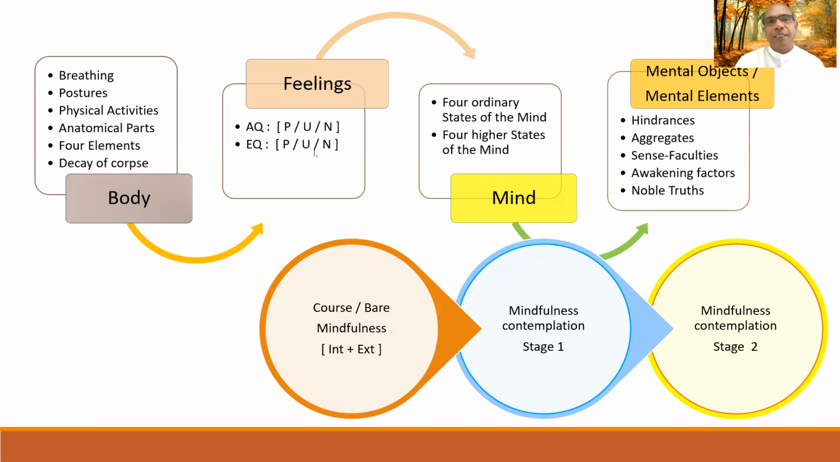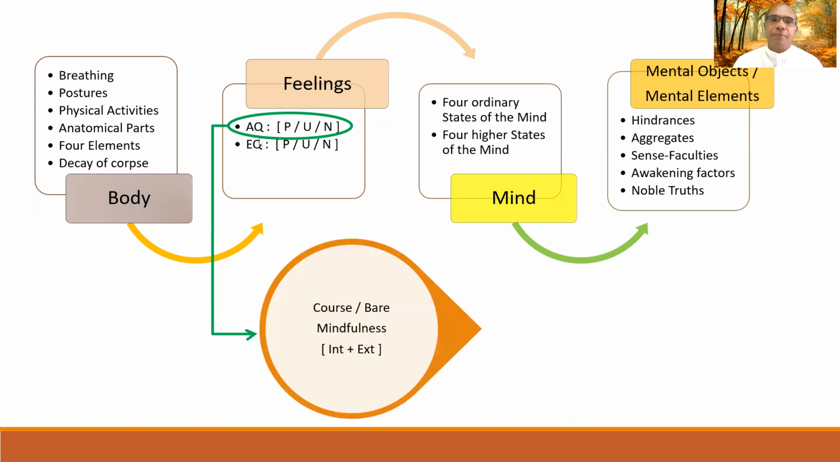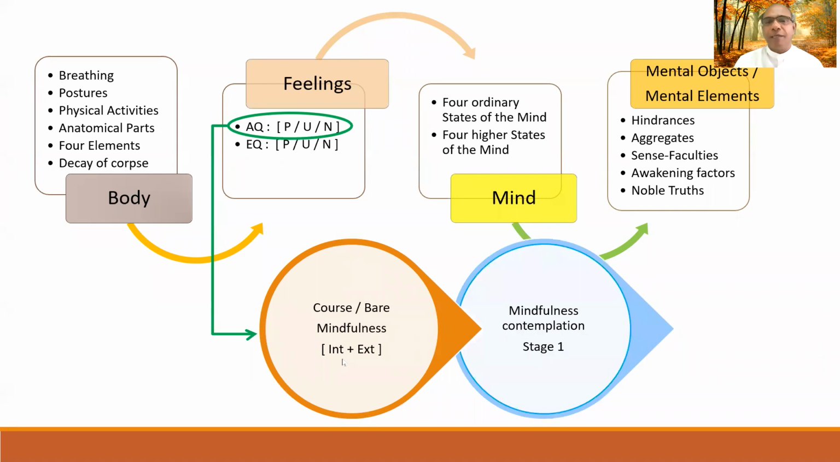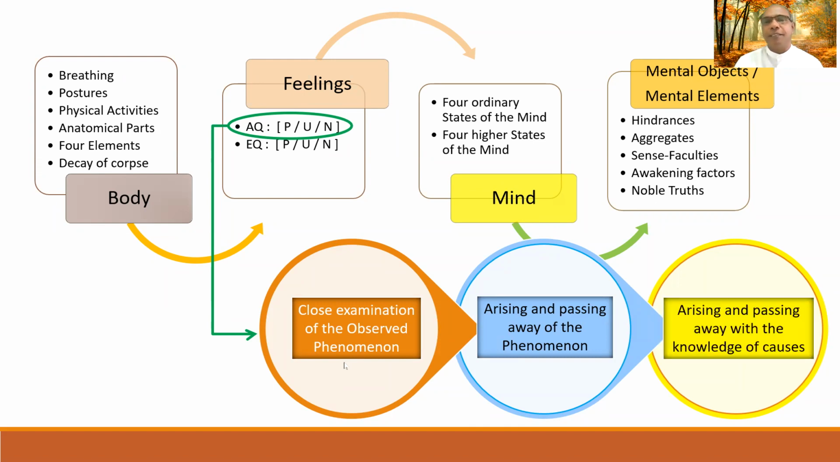In the same way, what I'm trying to say is that when you take feelings, let's say these affective quality feelings or worldly feelings, this is affective quality, this is ethical quality. Ethical quality means unworldly feelings. Affective quality means worldly feelings. There again, 3 steps. Bare mindfulness on what you feel, what others feel, what you and others feel, that is this. Then contemplation stage 1, contemplation stage 2 of that feeling. So closely examine, then examine arising and passing away as well, then examine the causes.